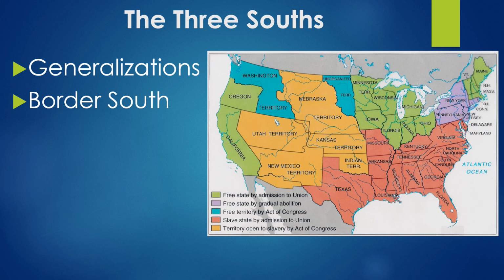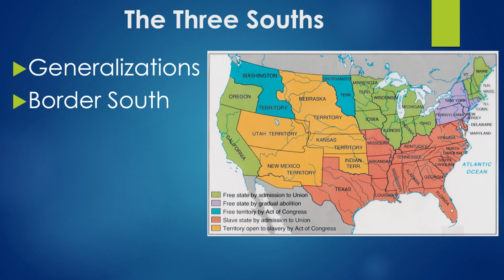The Middle South, you have the tobacco state of Virginia, and then you have North Carolina, Tennessee, and Arkansas. Compared with 22% of white families owning slaves in the border South, in this area 36% of white families owned slaves as well. And 30% of the population were slaves.